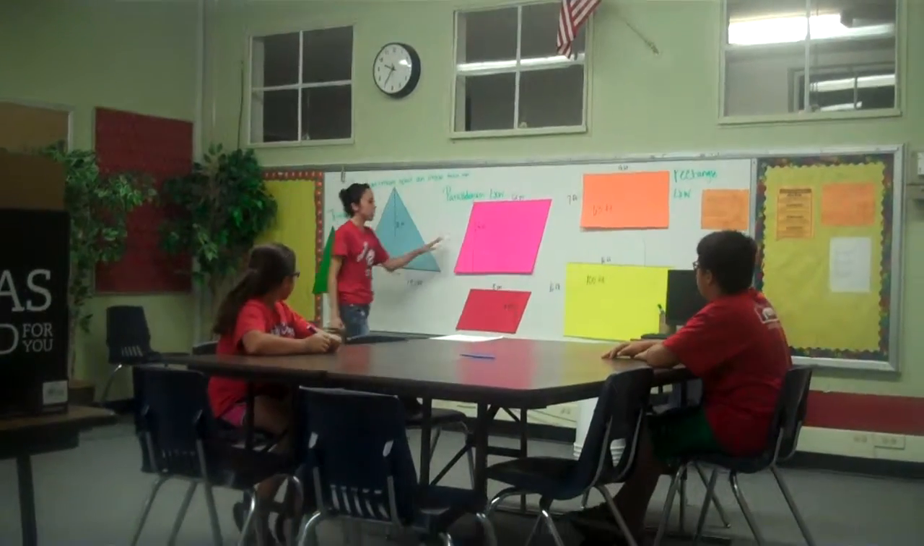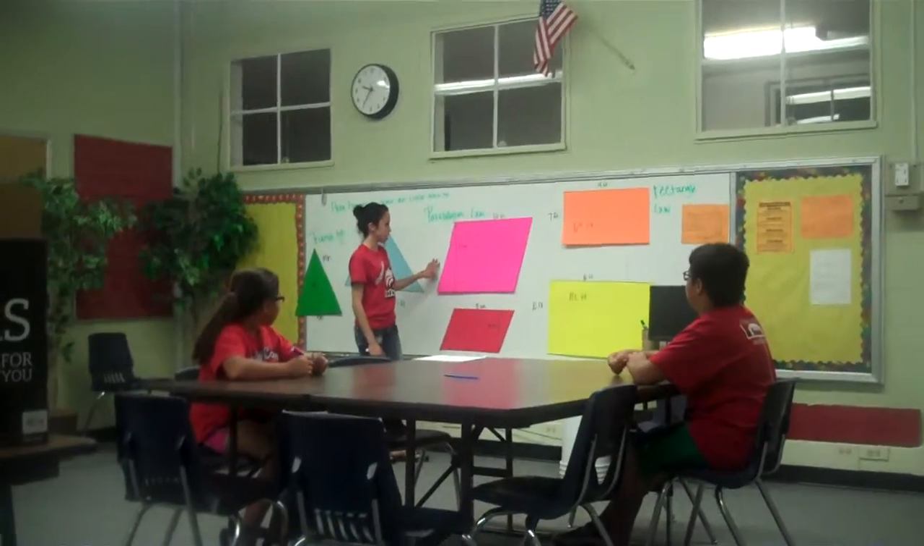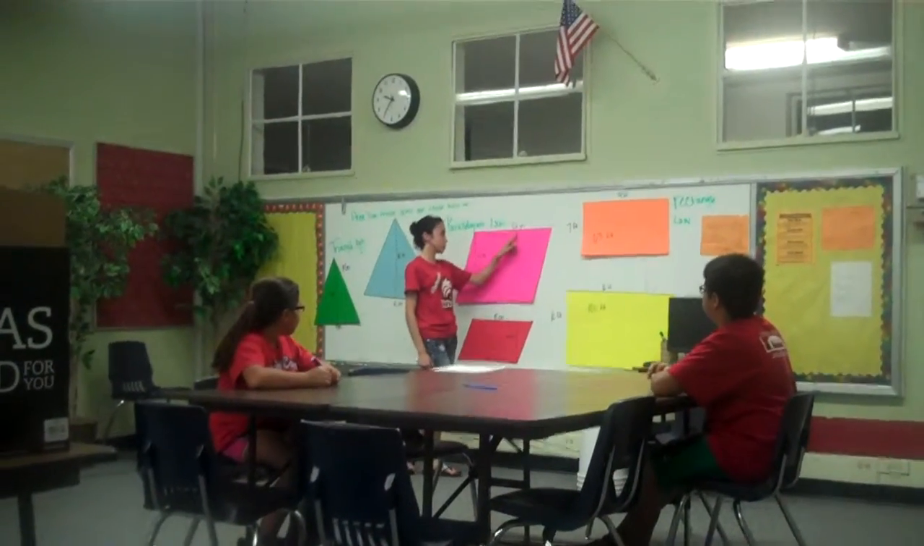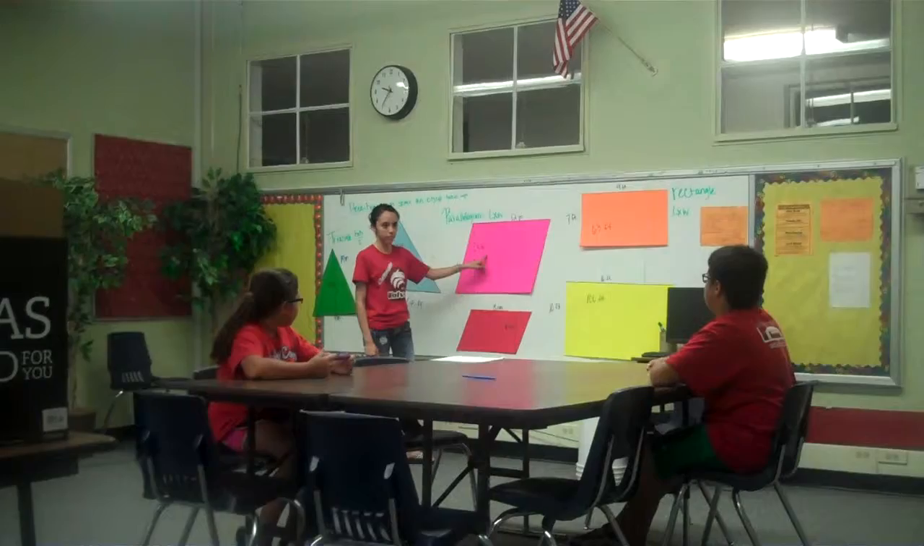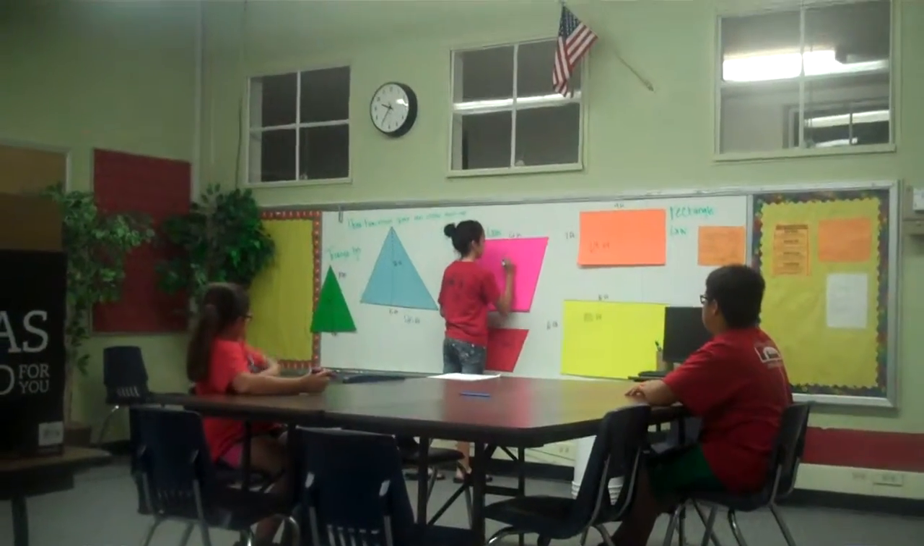Okay, what about a parallelogram? What's the area for a parallelogram? Length times width. Good job. So when we multiply 12 times 5, what do we get? 60. Good. So the area of a parallelogram would be 60.